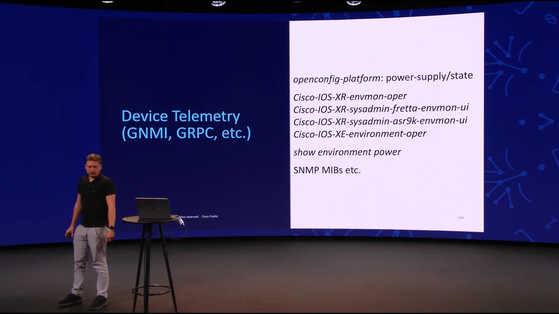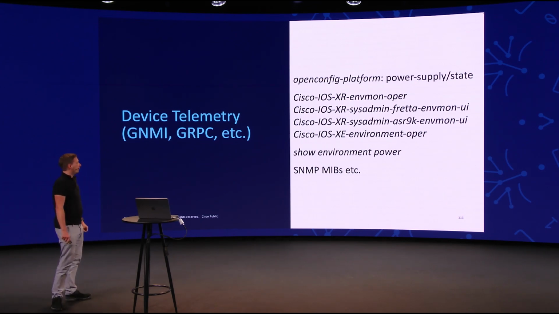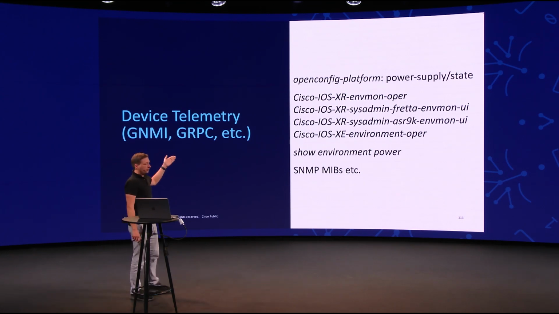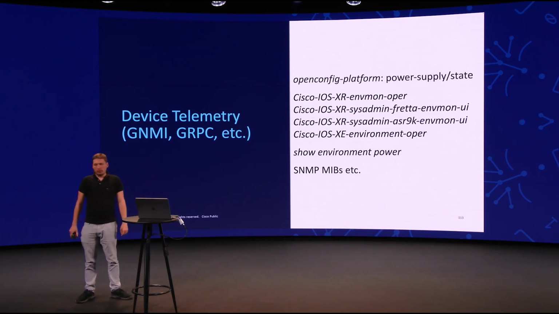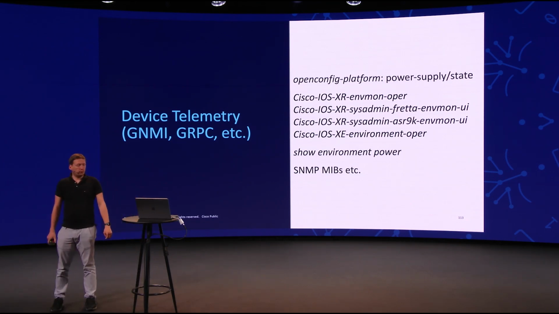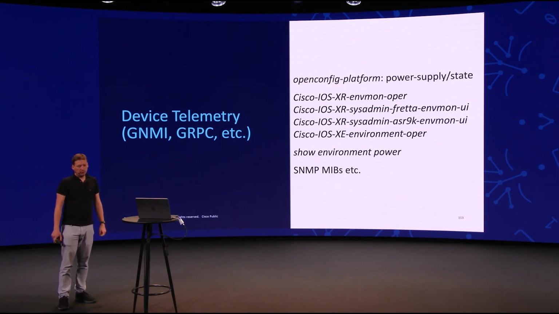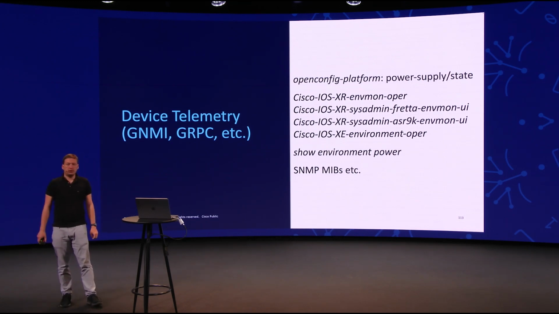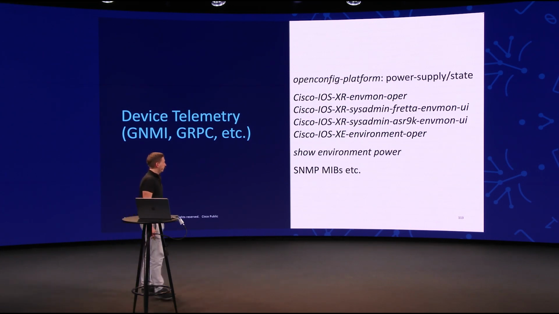So then you find yourself going back to vendor-specific models, where that's not possible, and I've put the relevant ones up here for our devices, for XR and XE. We are converging to that very first model on the majority of our new devices, and you see FRETA is the model for the NCS 5500, and of course the ASR 9K model is the one that we've been using on the ASR 9K.